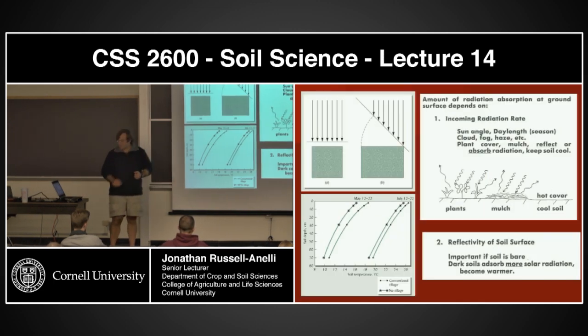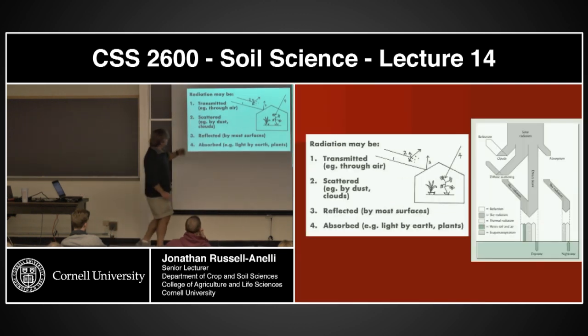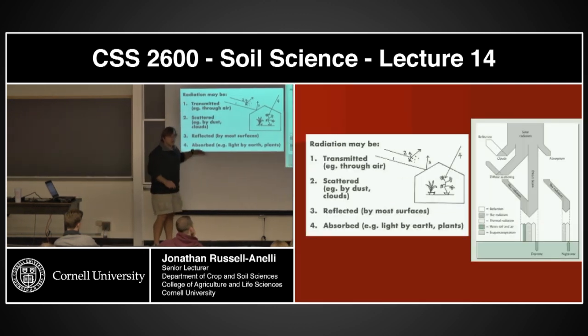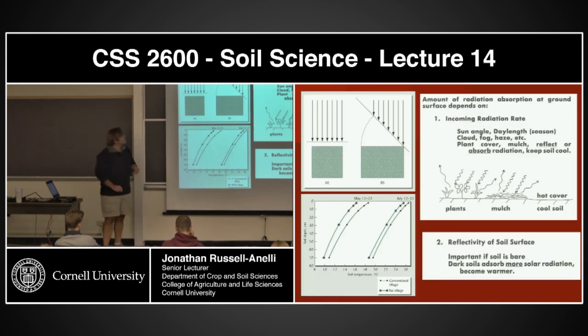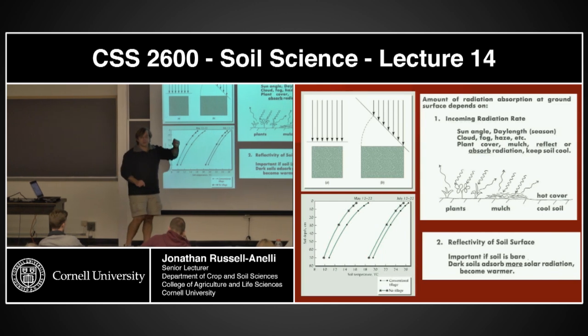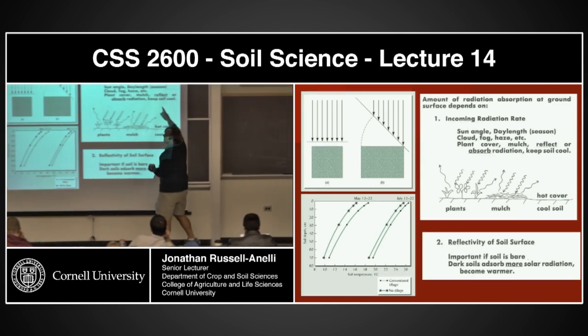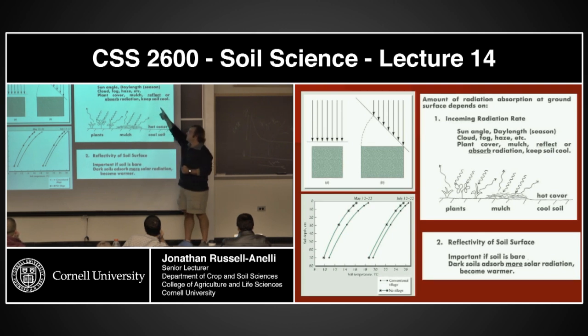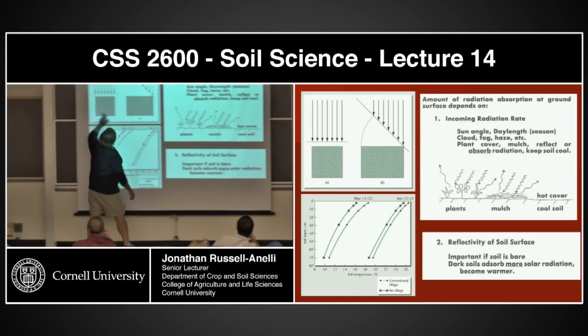All right, now, if we're talking about the amount of energy that actually gets absorbed, what are the things that actually affect that absorption? The amount of radiation hitting the surface depends basically on the incoming radiation rate. Now, that can be affected in a number of different ways. The first and best example of this is basically this.